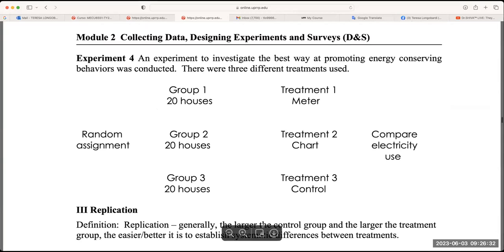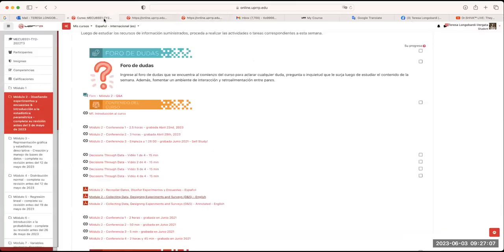Replication. Generally, the larger the control group and the larger the treatment group, the easier or better it is to establish systematic differences between treatments. So in terms of an experiment on people, you want a control group. So at least you have two groups. One is the treatment and one is the control, but you can have more groups. You could have a set of different treatments. But all of those treatments, individuals are randomized to those treatments, and then you have to make sure that there's enough individuals receiving each treatment. That's sort of what's missing from this question.